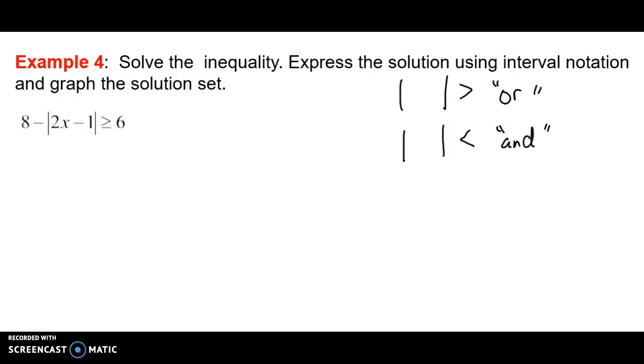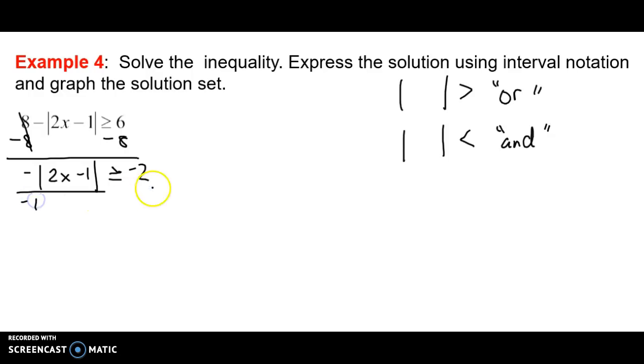Okay, so solve the inequality, express the solution using interval notation, and graph the solution set. Again, first I want to start by getting all of my absolute values on one side of the inequality and all my constants on the other. So I'm going to subtract 8 from both sides. Those cancel. I get negative the absolute value of 2x minus 1 is greater than or equal to negative 2. Then I'm going to divide by a negative 1. But remember, when you divide by a negative, this sign has to change. So you get the absolute value of 2x minus 1 is less than or equal to 2.